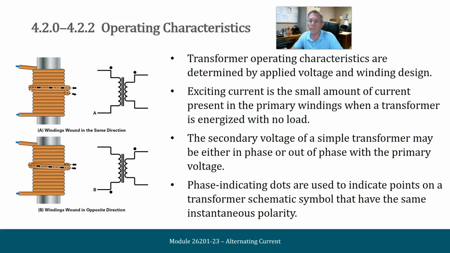Transformers' operating characteristics are determined by the applied voltage and winding design. Exciting current is the small amount of current present in the primary winding when a transformer is energized with no load. The secondary voltage of a simple transformer may be either in phase or out of phase with the primary voltage. Phase indicating dots are used to indicate points on a transformer schematic symbol that have the same instantaneous polarity.